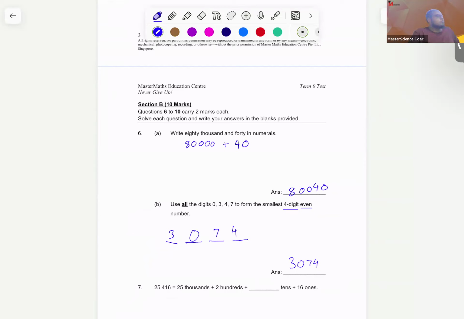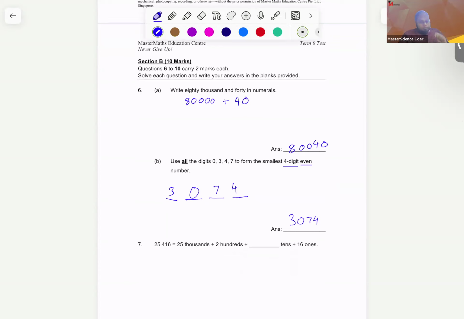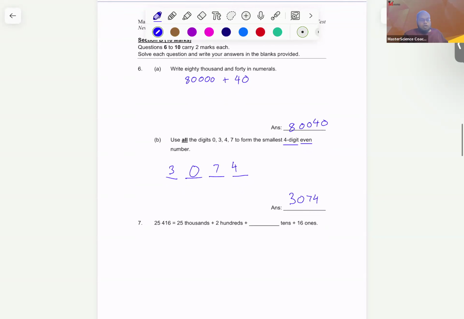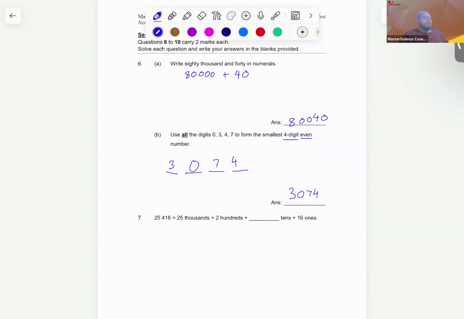Okay, now question 7. Actually, question 7 is the kind of question that you will see again and again. Later on in primary 5, you will also see a fill in the blank question like this. In primary 6, also the same. So must remember how to actually do it.